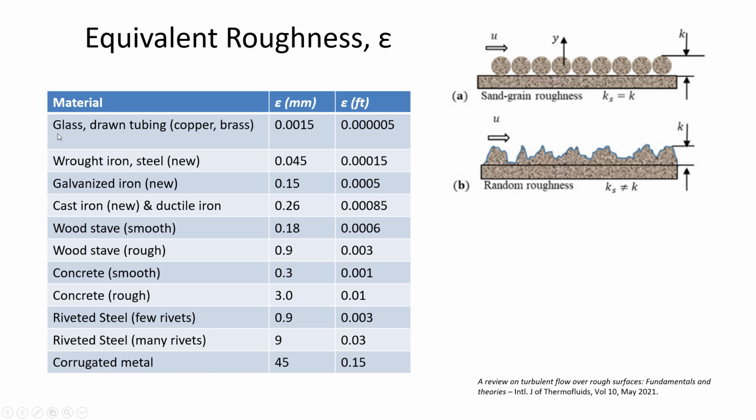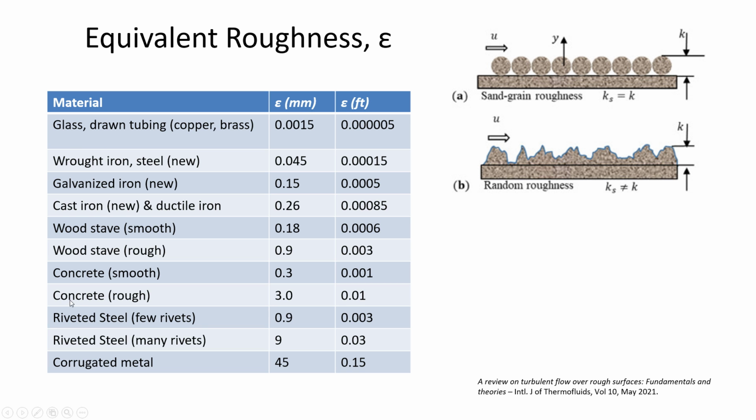So for example, glass is very smooth. And how smooth is glass? Glass is so smooth that if you're going to have a pipe that was as smooth as glass, but it was coated with sand, the sand grains would have to be this small. That's how small the sand grains would have to be to have the same effect on energy loss due to pipe friction as a glass pipe.